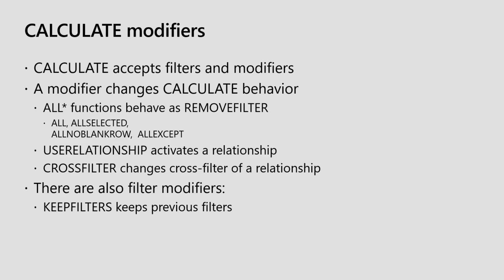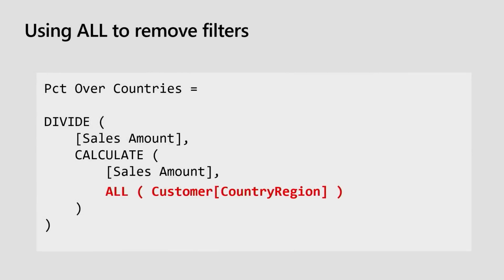CALCULATE. But there is a set of functions that are always filter modifiers when they are executed as the only function in a filter argument of CALCULATE, and they are all the functions that start with ALL. For example, when I write this syntax, ALL removes the filters that exist on a column. What does it mean? If I write this syntax, ALL of a column, I remove a filter from the filter context.